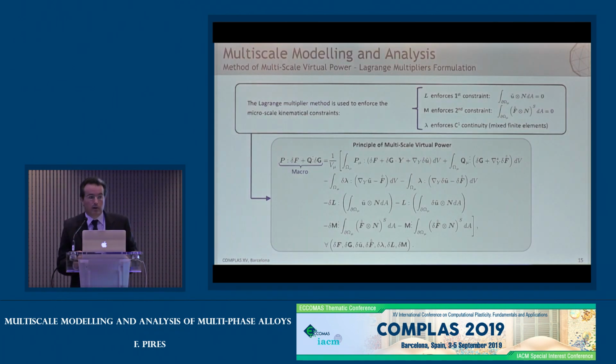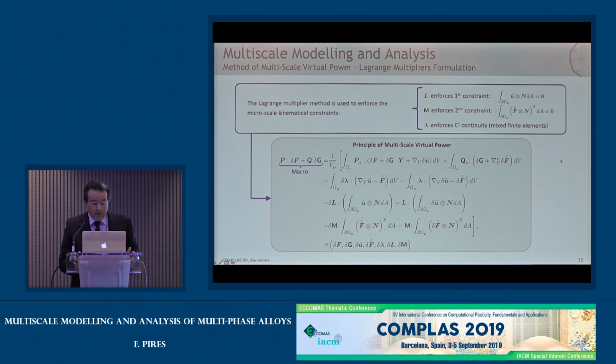We will again employ the Lagrange multiplier method to enforce the microscale kinematic constraints, and we'll use three Lagrange multipliers: L, which is a second order tensor and enforces the first constraint; M, which is a third order tensor, which enforces the second constraint; and finally lambda, which enforces the continuity of the deformation gradients.